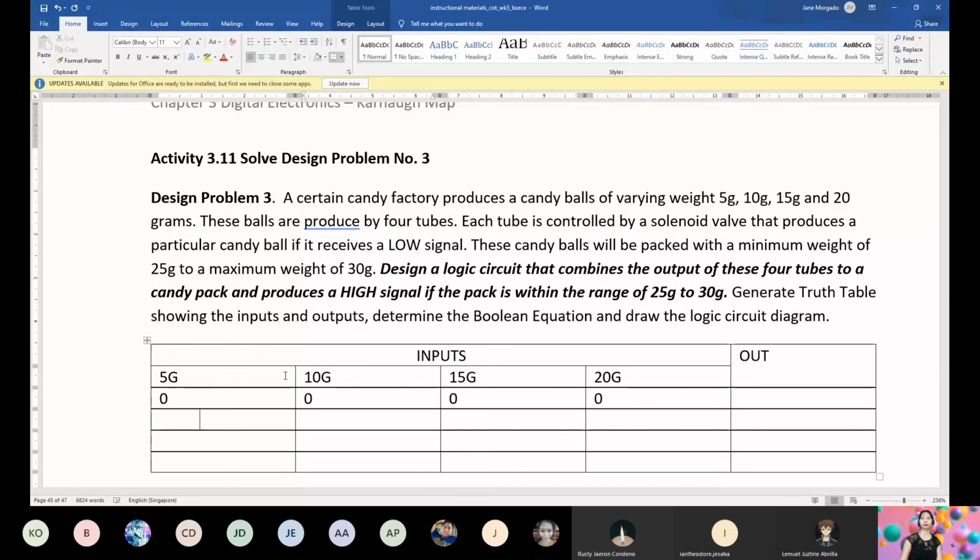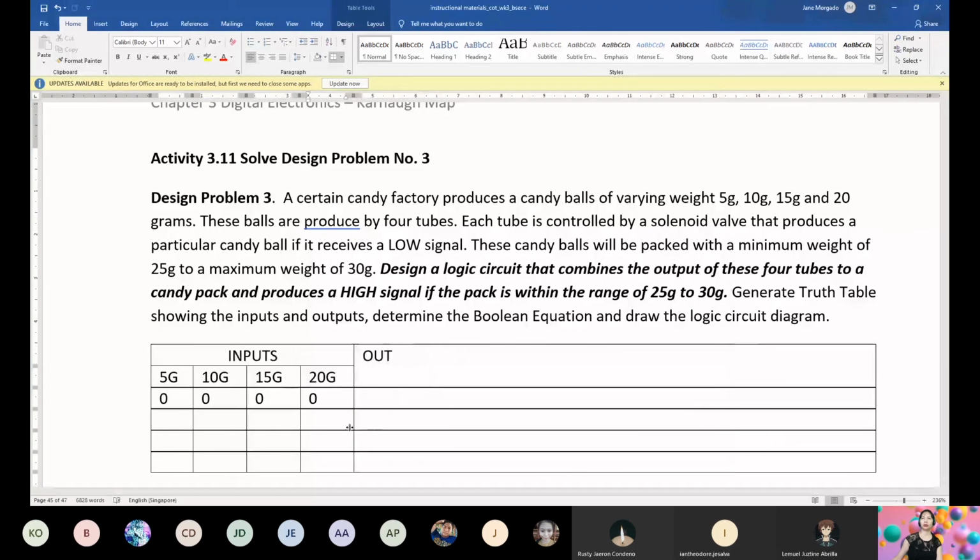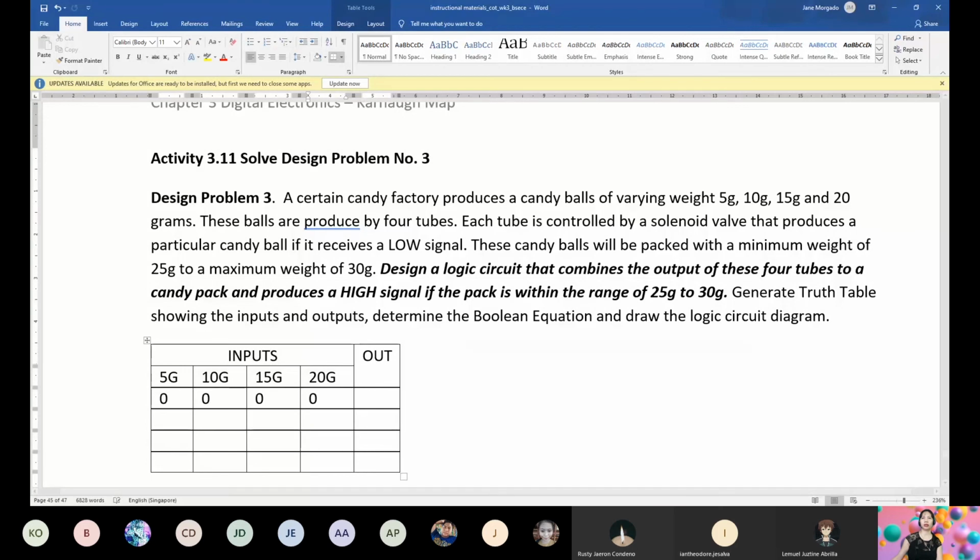What's next? This is just the start of your problem analysis. After this, you'll have PLC and other subjects, like microcontroller. You will still do the same thing.